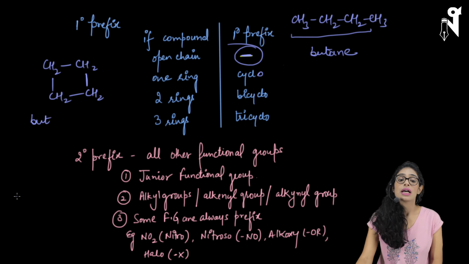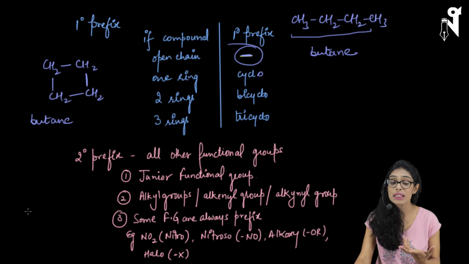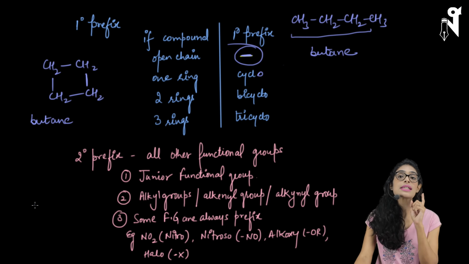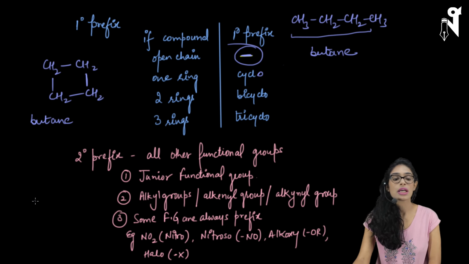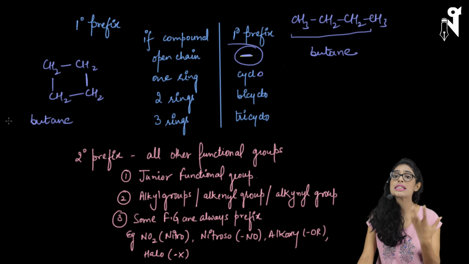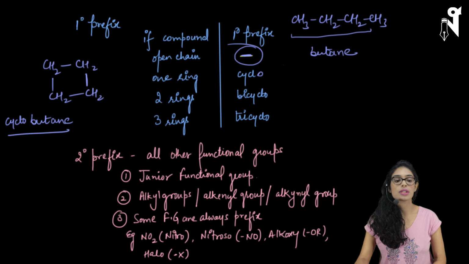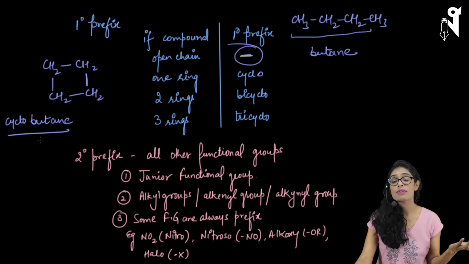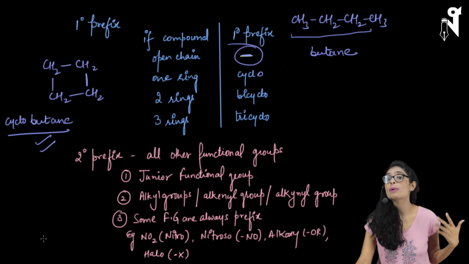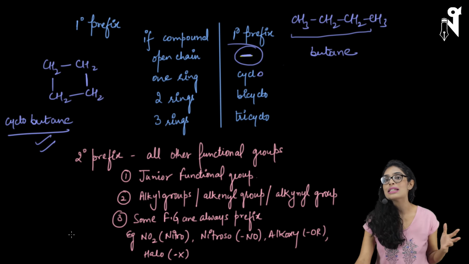Is there going to be any secondary suffix? No, because we do not have any functional group. Do we have any primary prefix? Yes, we do, because it's a cyclic compound. And what prefix do we use? We will use cyclo, which will help us distinguish between a normal open chain butane and a closed chain butane. So this will be called cyclobutane. Do we have any secondary prefix? No, because we do not have a functional group. Again, secondary prefix and secondary suffix both represent the functional groups, and unless these are there, we do not use them in our names.